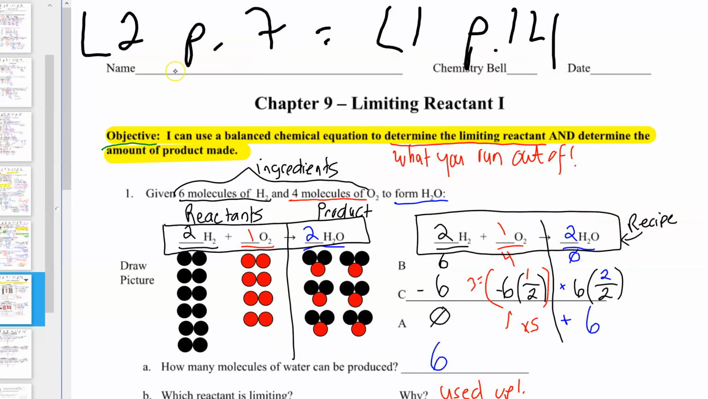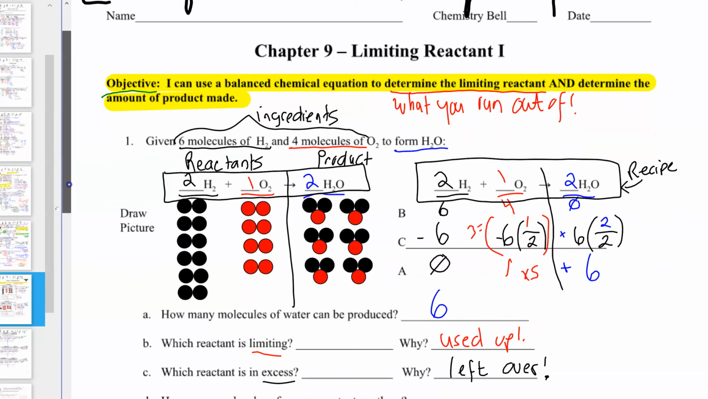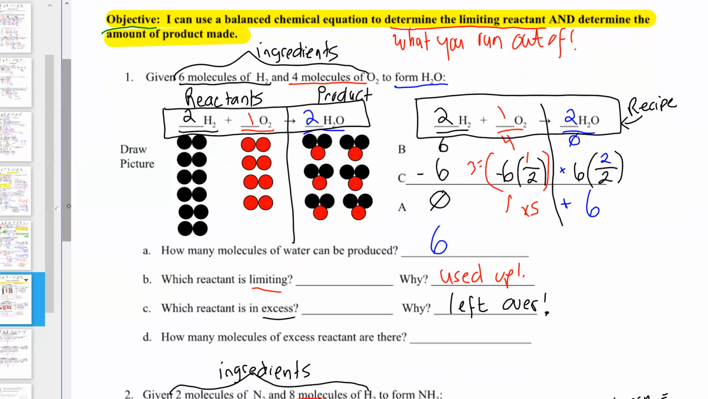The objective is, I can use a balanced chemical equation to determine the limiting reactant, that's what you run out of, and to also determine the amount of product made, so how much stuff we can make. This is what people in industry care about when they're doing industrial chemical reactions.